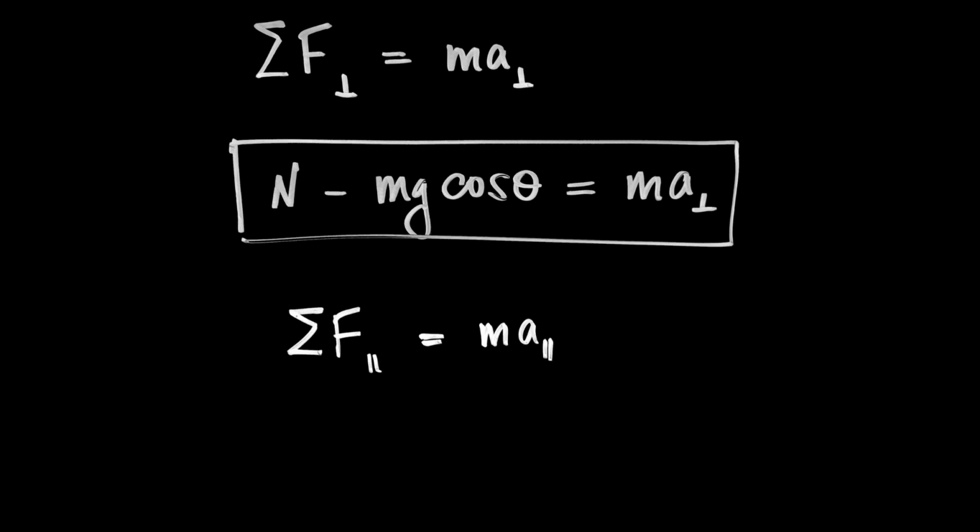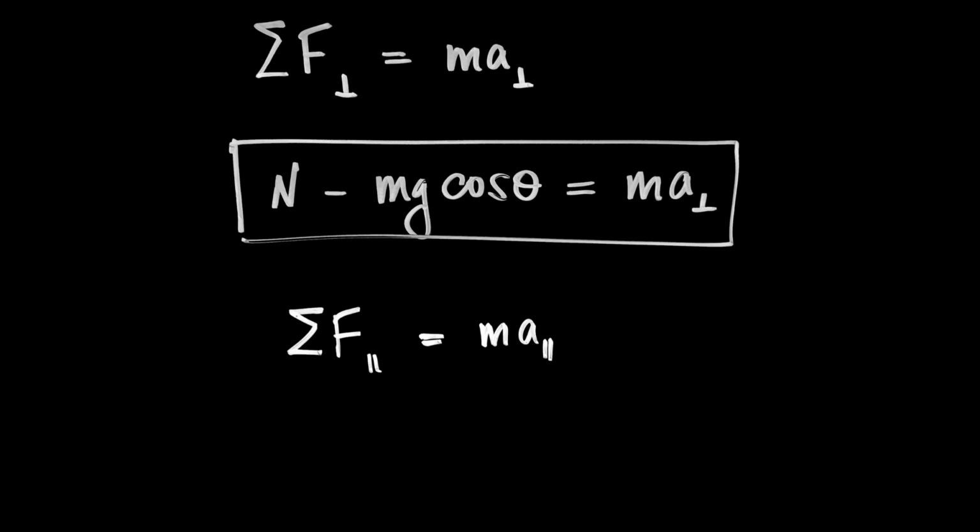If I think about the perpendicular direction, the block is not going to accelerate on that axis because it's not going to fly off the incline. It's not going to dig down into the incline. It's only going to move parallel to the incline. It will not move perpendicular to the incline. The perpendicular acceleration is equal to 0. And indeed, the only acceleration in the problem is parallel acceleration.